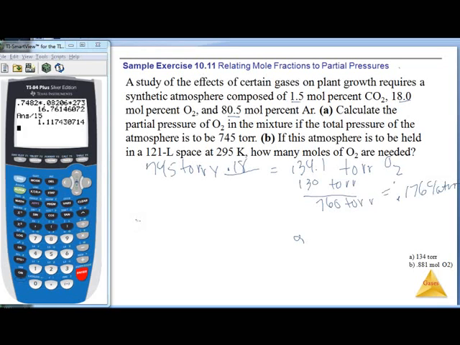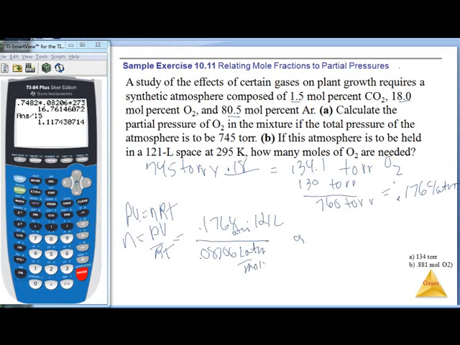Okay, so now I'm solving for moles. So I have PV equals nRT, so n equals PV over RT. My pressure is 0.1764. My volume is given to me here, 121 liters. I'm going to put that over R, which is 0.08206. This is atm, this is liters, liters atmospheres over moles K. I'm at 295 K. K's will cancel, liters, atmospheres will cancel. I'll be left with the units of moles.